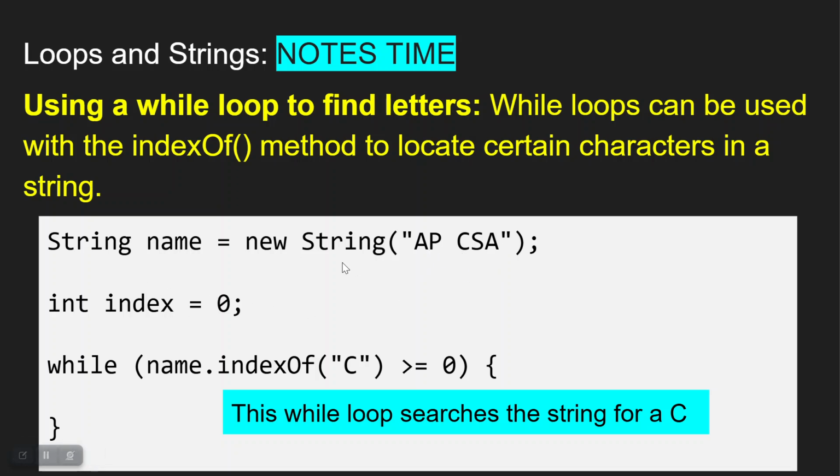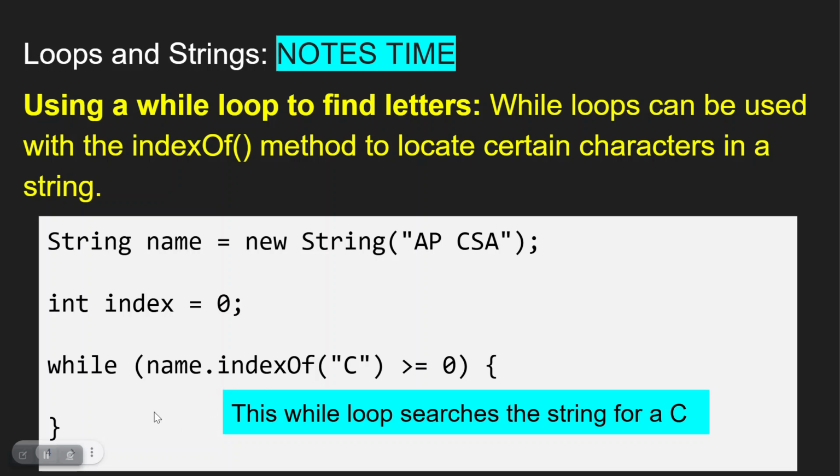So what we would do is declare a variable to store the index of each of these characters. Very often when you're working with strings and looping through them, the index is going to play a really key role. Here we're setting the index to be 0, and it says while name.indexOf C is greater than or equal to 0. So this while loop is going to search the string for a letter C. If it does find a letter C, then obviously the index of C is going to be greater than or equal to 0, because it's either in the 0 position or it's going to be higher than that.